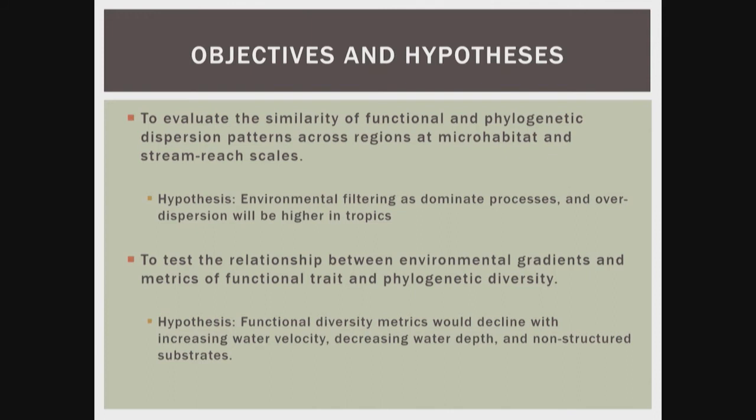And that over-dispersion, so this is limiting similarity, should be most important in the tropics, where supposedly competition is the highest. So I also wanted to test the relationship between these environmental gradients and the functional metrics to see if these functional diversities would decline with increasing water velocity, decreasing water depth, and non-structured substrates.